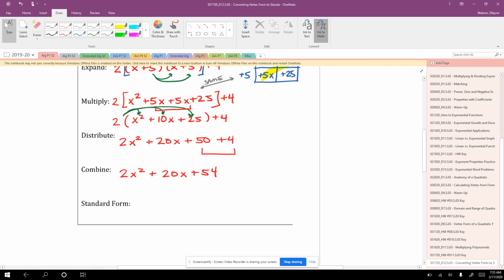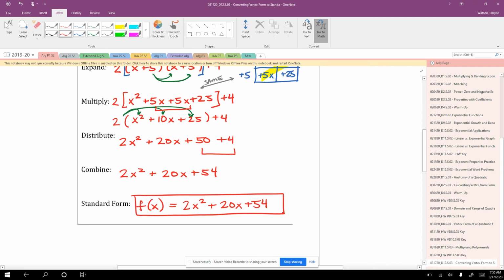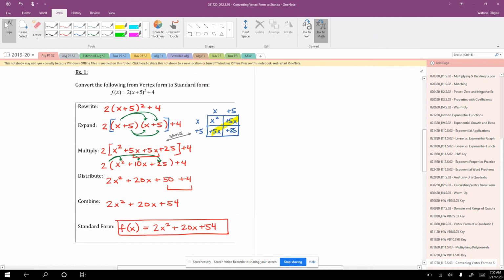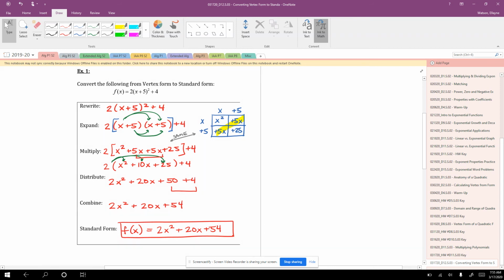So the final step, I'm just going to write it as a function in standard form. So I'm going to add my f of x back in. So in standard form, it looks like this: 2x squared plus 20x plus 54. So what we just did is we took our function in vertex form, 2 times quantity x plus 5 squared plus 4, and we changed it to standard form. These are the exact same equations. So if I were to go into Desmos and graph these, you'll see the same quadratic show up.